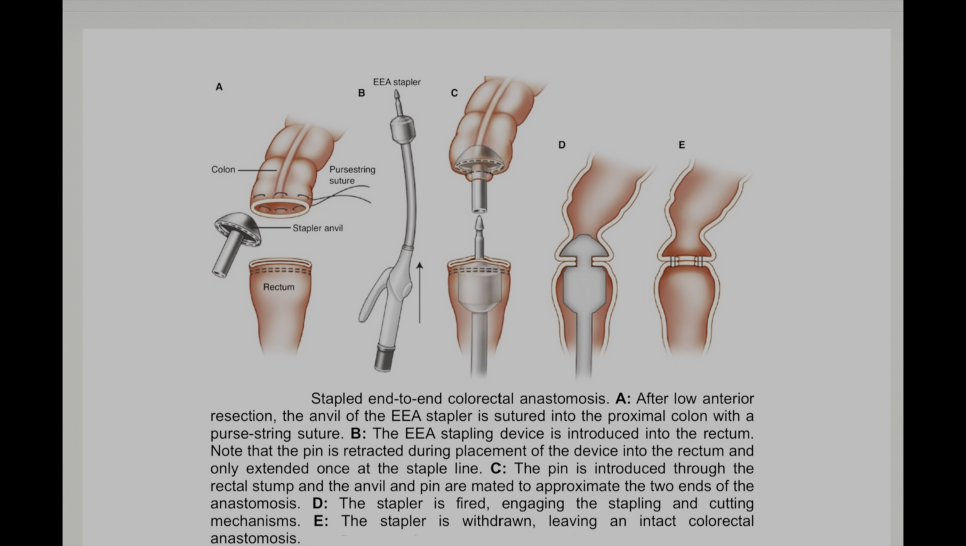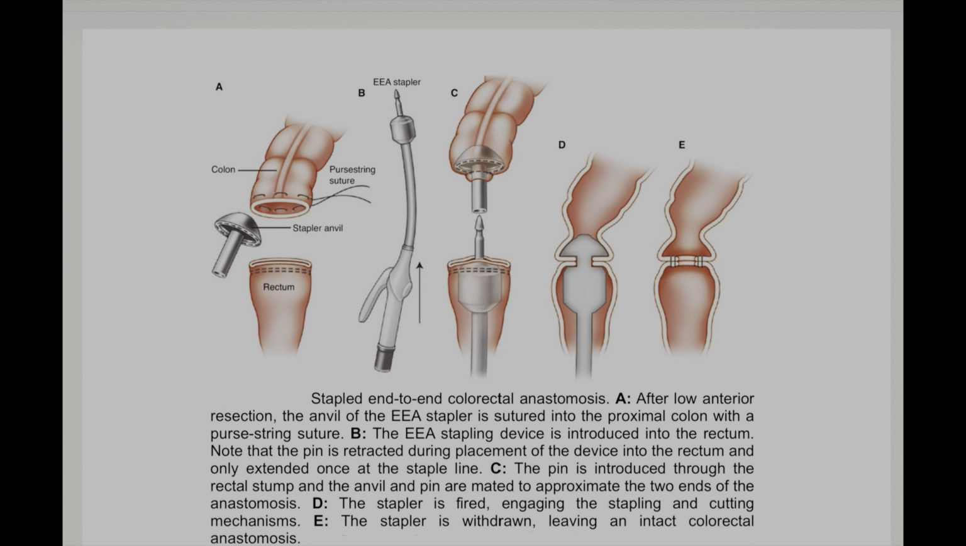The image shows the stapled end-to-end anastomosis, the colorectal anastomosis, in the anterior lower resection. The anvil of the EEA stapler is sutured into the proximal colon with a purse-string suture. The EEA stapling device is introduced into the rectum.